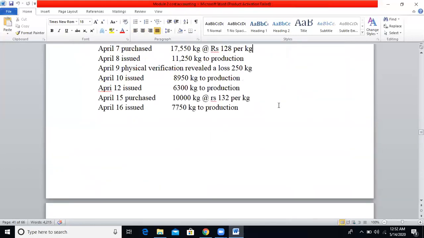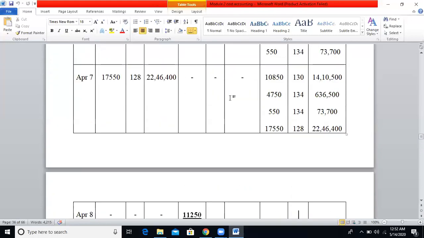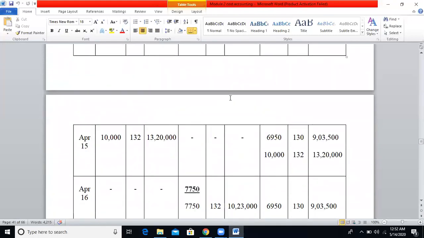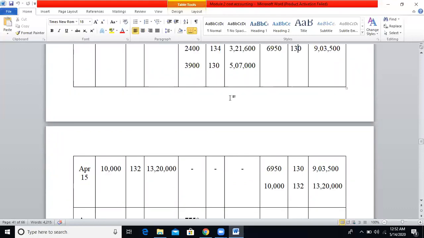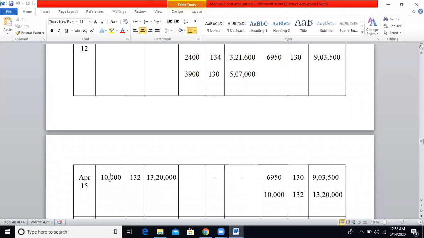The next transaction is April 15th, we are making a purchase, that is 10,000 kg at the rate of 132 per kg. So April 15th, we are making the purchase. Purchases will be considered as receipts. 10,000 units at the rate of 132. So 10,000 into 132, you will get 13,20,000. And in the balance column, see the previous balance. Still we are having 6,950 at the rate of 130. Total value will be 9,03,500. And the new purchase balance, that is 10,000 at the rate of 132. The total value will be 13,20,000.